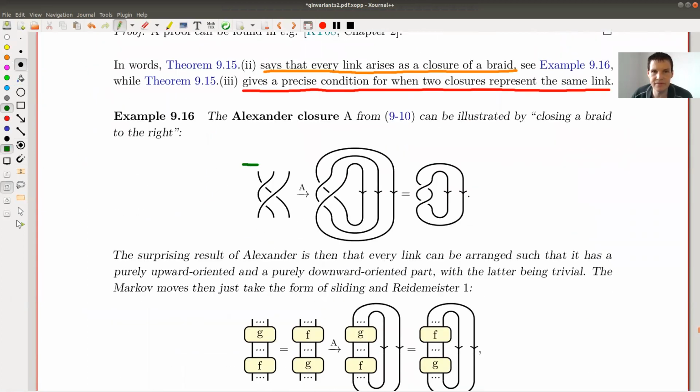So you take, so this is an element of QSIM by definition. And the Alexander closure just takes this element, here it is, sits in this little box, and it closes it, let's say, to the right, if you take a right closure. And if you stare carefully at this example, you will see that this is, for example, the Hopf link.